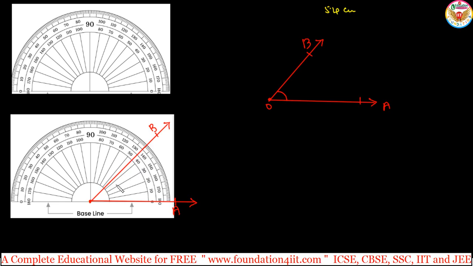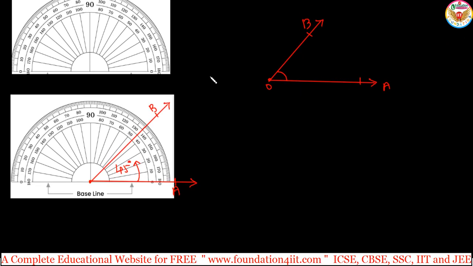So 45 degrees. Because this is the base and we are counting towards the right side, the baseline is 0, so 10, 20, 30, 40. Don't count 130, 140 and say 135, it is not. We have to check the baseline. Depending on the baseline only you have to check.